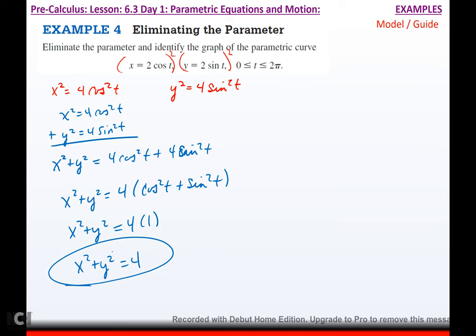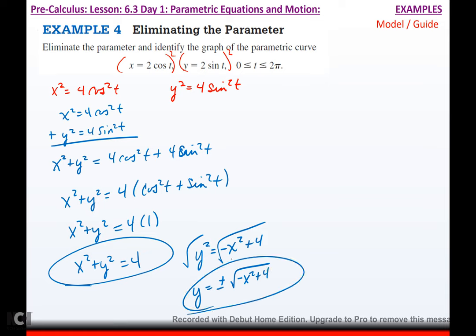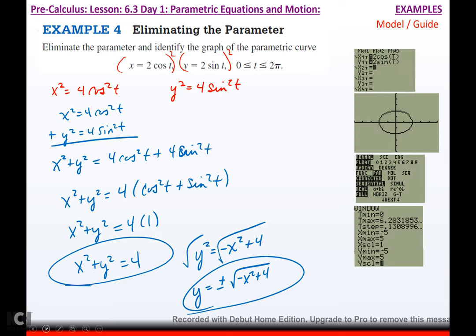And now, if you're going to graph this, guys, in the rectangular coordinate system, you'd have to get y alone, which would be, if I subtracted x squared, I'd have y squared equals negative x squared plus 4. Square root, I'd have y equals plus or minus the square root of negative x squared plus 4. You could type in the positive one for y1 and the negative one for y2. Or you can go parametric and type in the 2 cosine t and the 2 sine t.